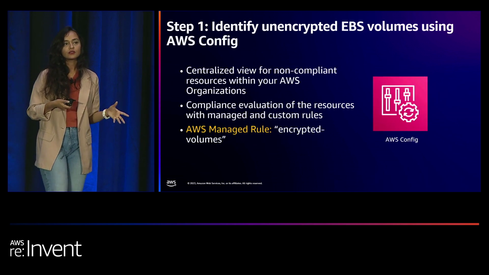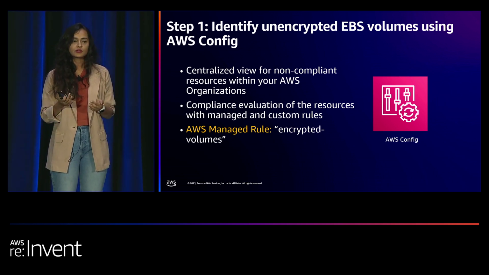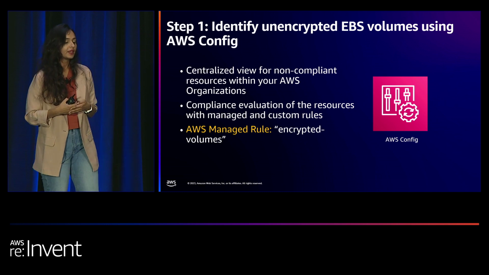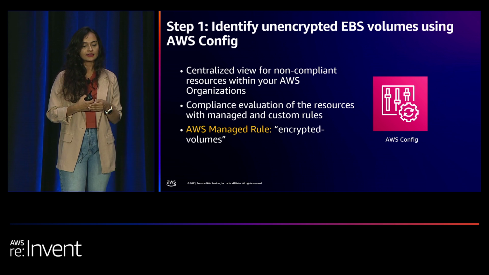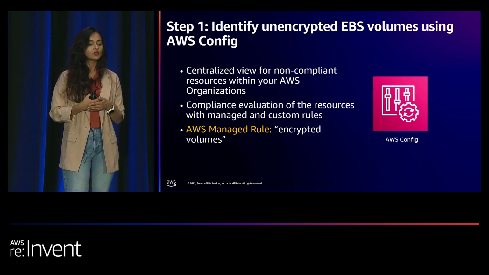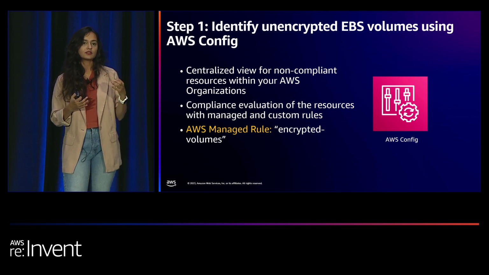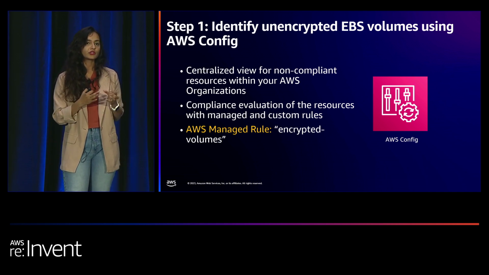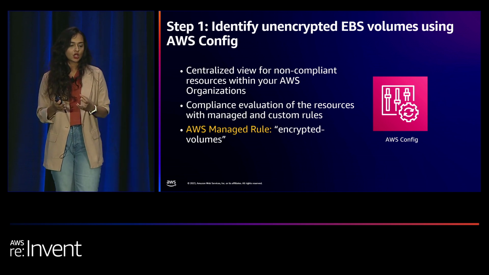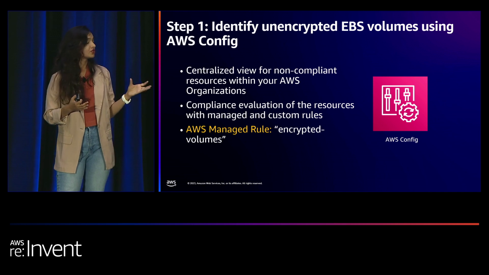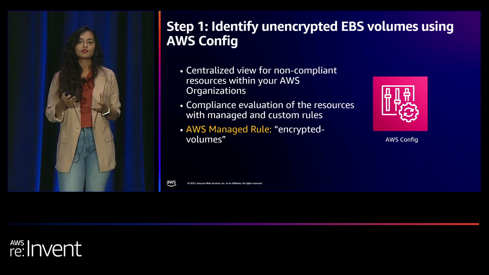In addition to that, you can also use AWS Config. For those who don't know about AWS Config, it's a service that is separate from EBS, but it's essentially a compliance management service. It helps you track your resource configuration across time, and you can use AWS Config rules to flag resources which might be out of compliance. In this case, we already have a managed rule called encrypted volumes that you can use to flag volumes which might not be encrypted.